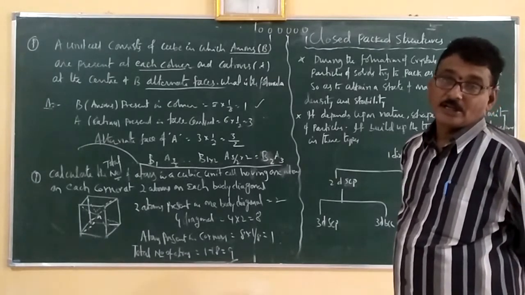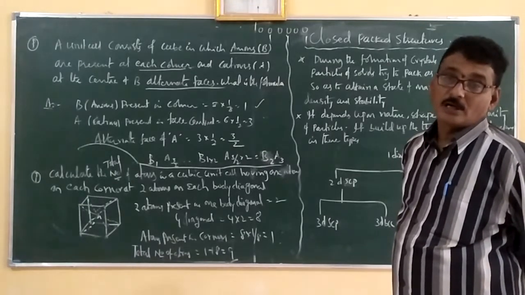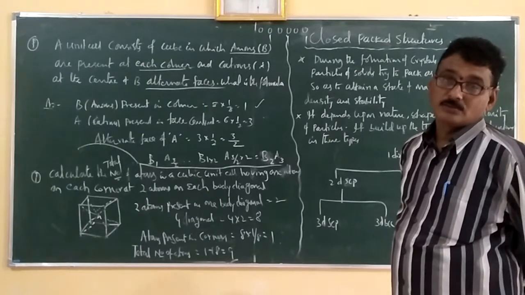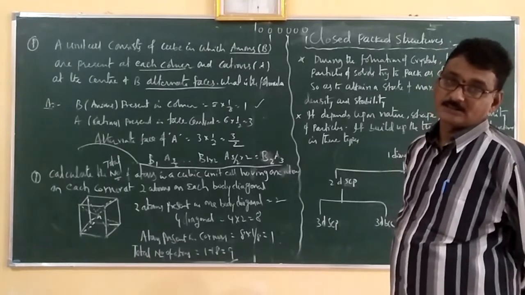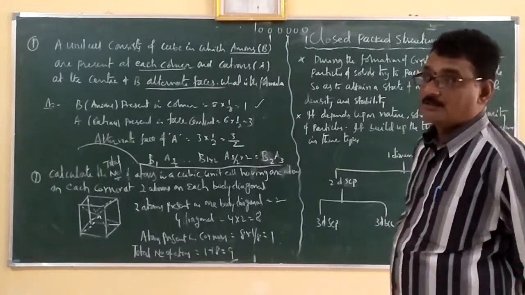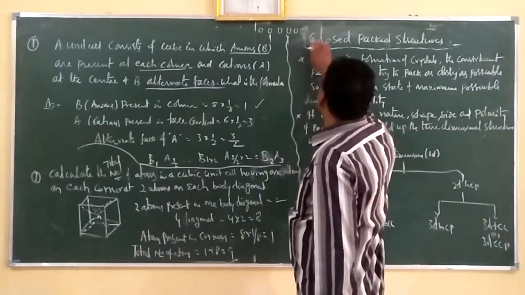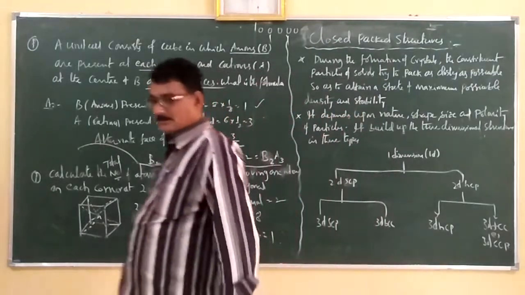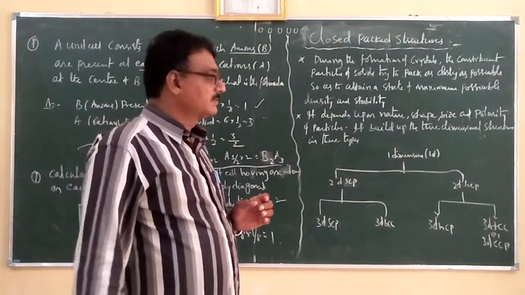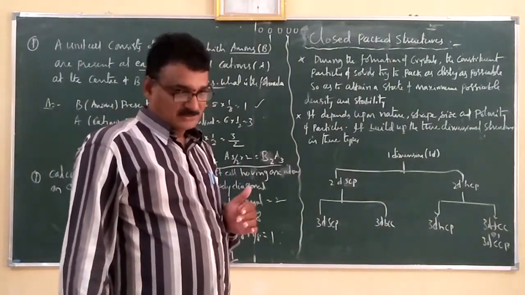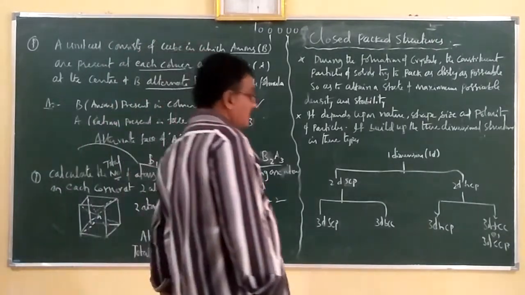Once you know the ratio between the cation and the anion, automatically you know the coordination number and also the geometry of the crystal structures. Last class, very important. Now today, the next one is called close packed structures. This is only a little bit difficult. Once you reach this, next some derivations are there. Close packed structures.